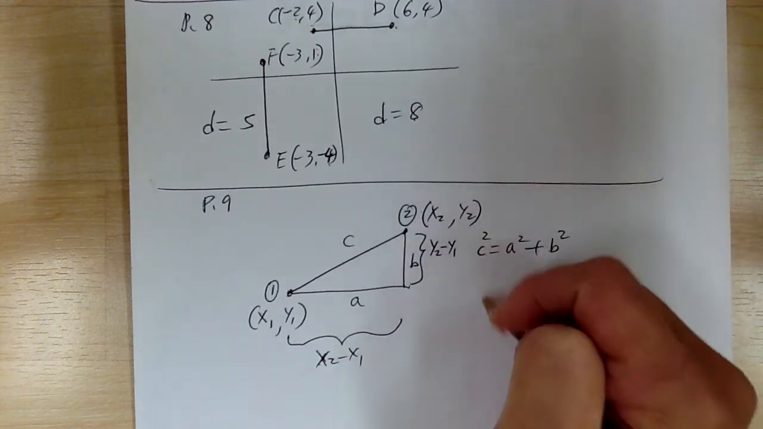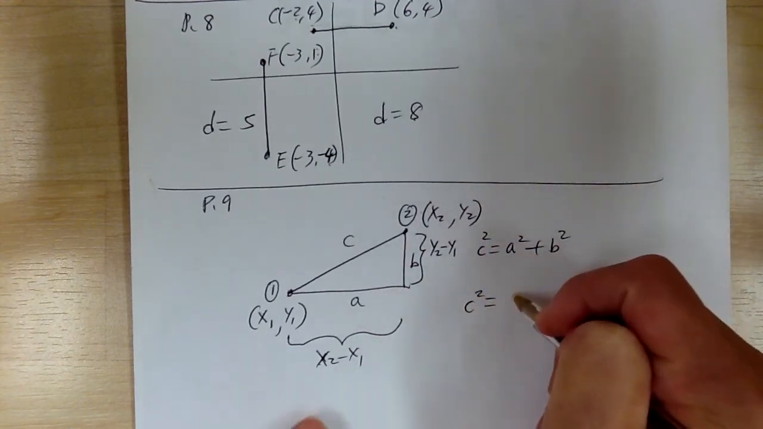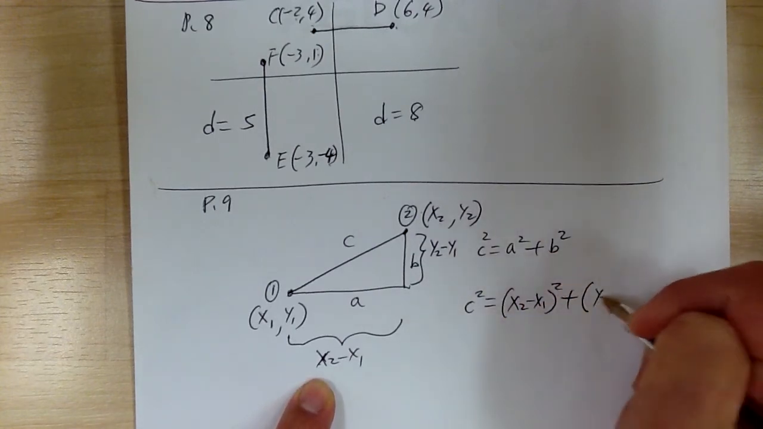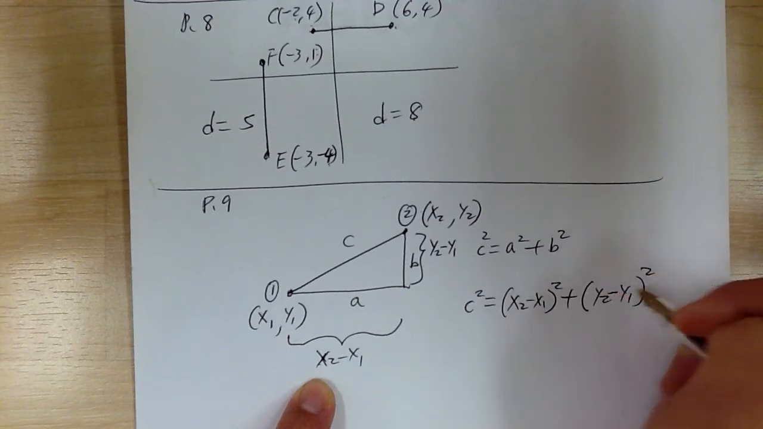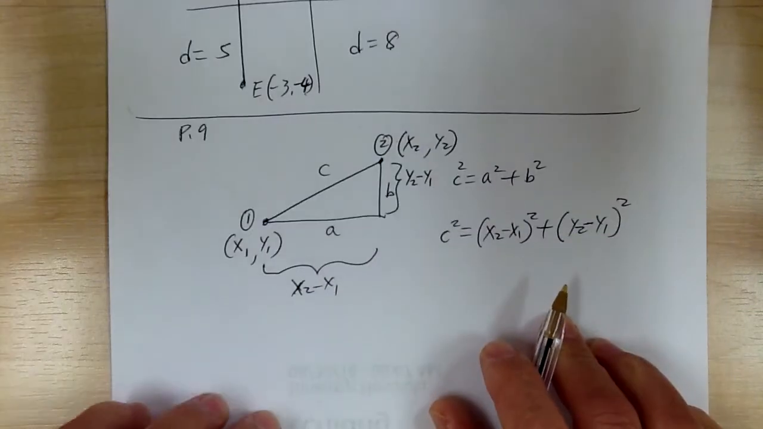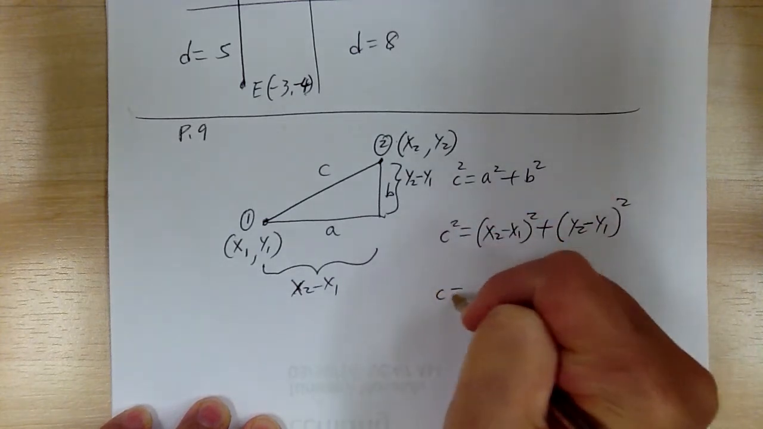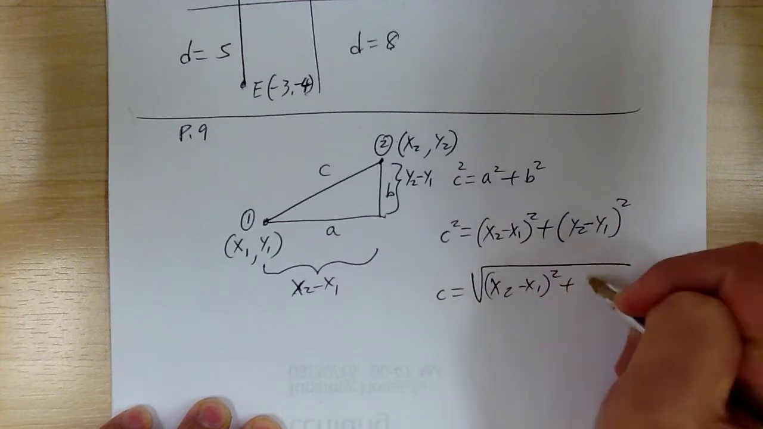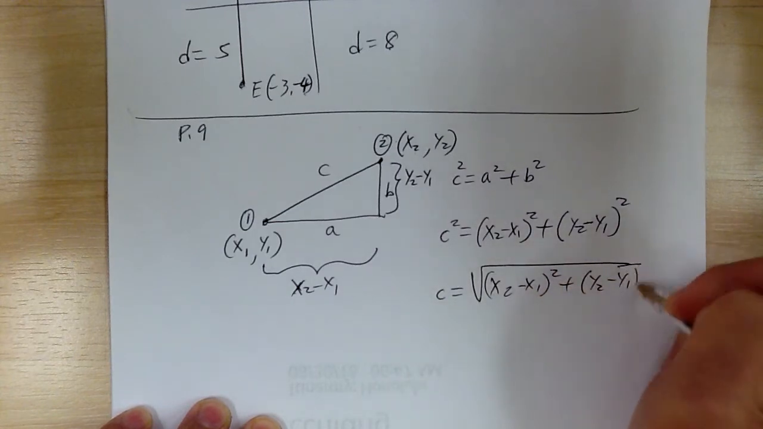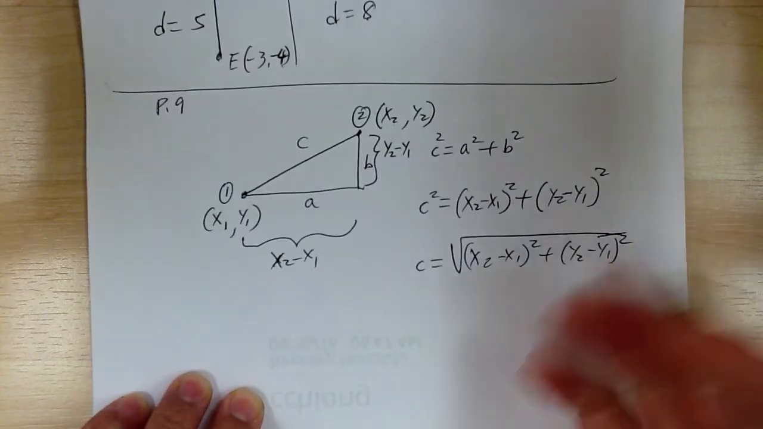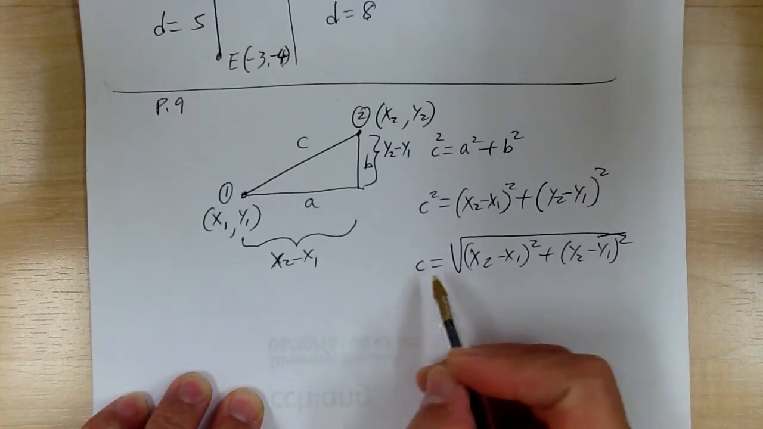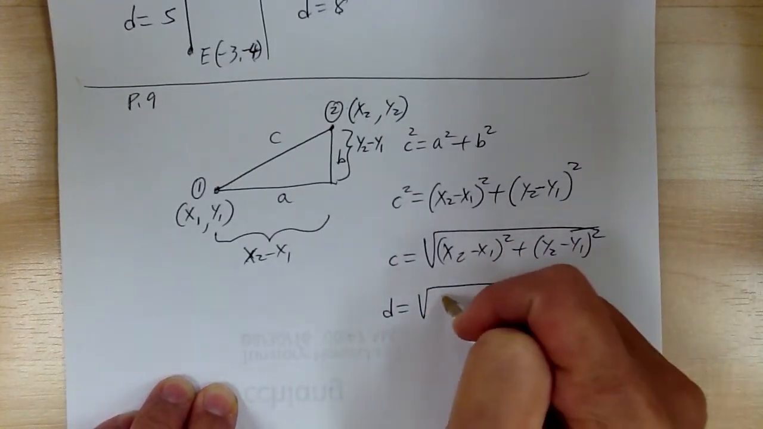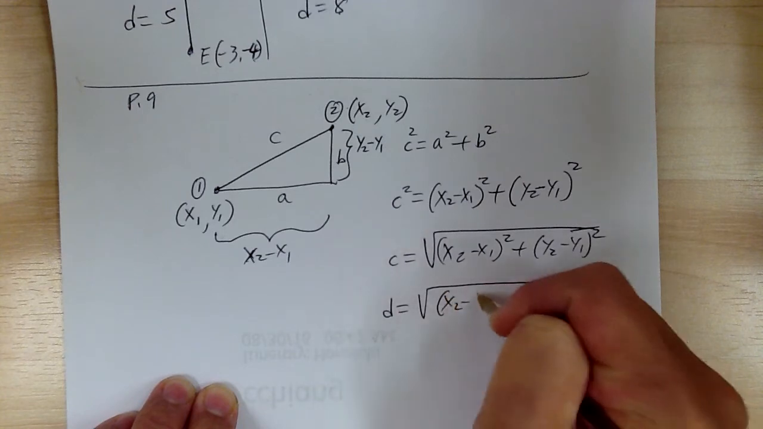So you got c squared equal to x2 minus x1 squared plus y2 minus y1 squared, right? And to find the distance, in this case, the c will equal the square root of x2 minus x1 squared plus y2 minus y1 squared. But in the book, instead of using a c, they use d for distance. So it's the same thing. So be flexible with your symbols or the variables.